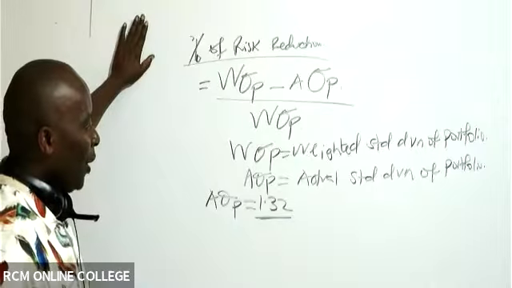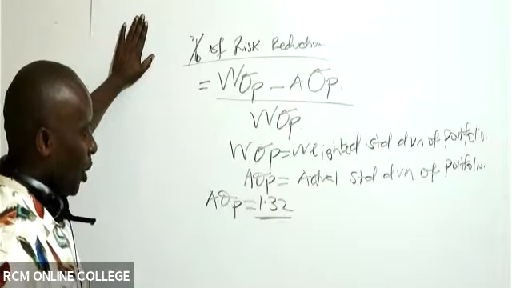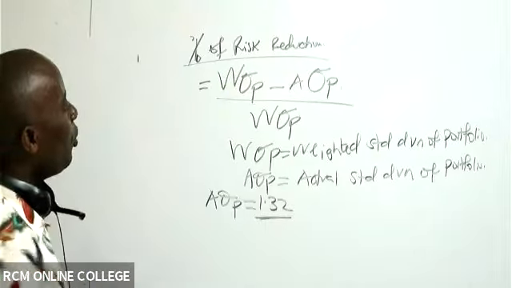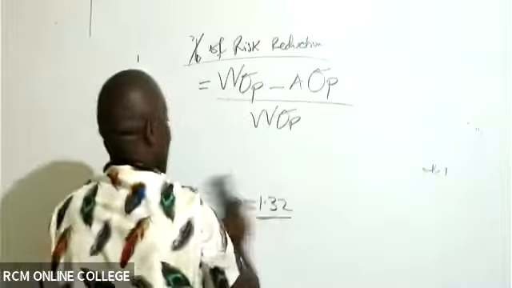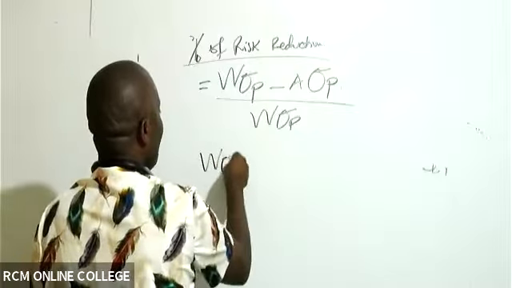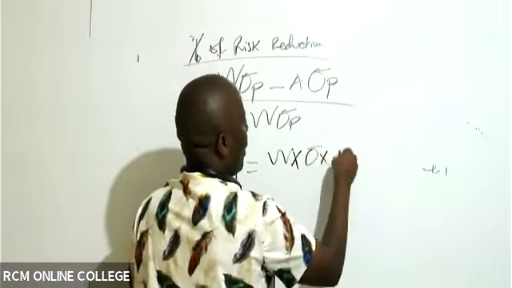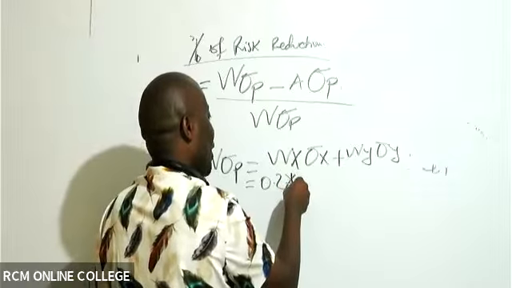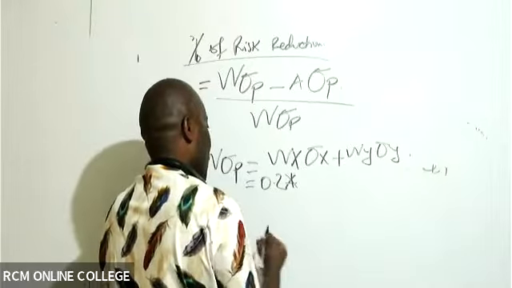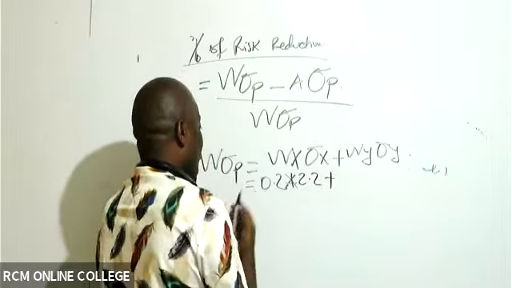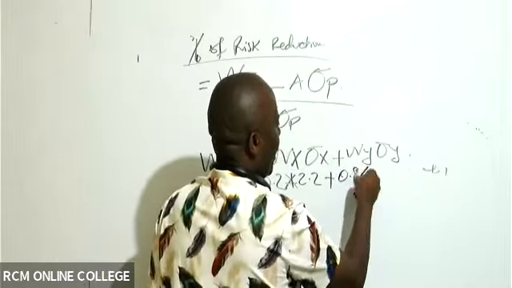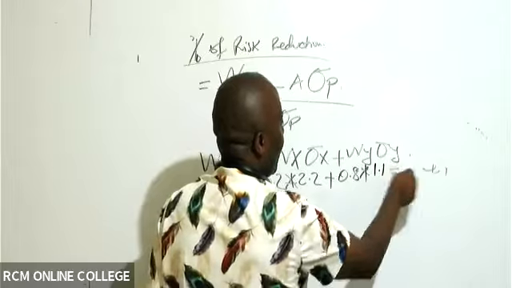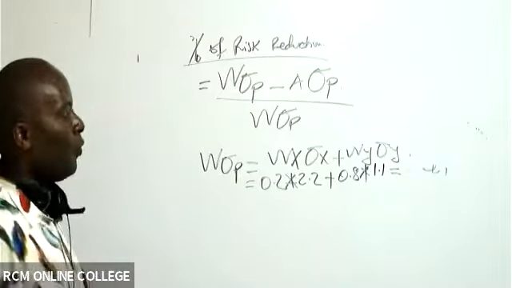And then now we have to compute the weighted standard deviation of the portfolio. How do we get it? It is really, really easy. You take weight X times standard deviation X, plus weight Y times standard deviation Y. So weight X is 0.2, and for standard deviation X, you gave me the figure, it was 2.2. Plus weight Y, if I remember very well, this was 0.8, times standard deviation Y, which was 1.1. Yes, like that. So are you able to give me the weighted standard deviation of the portfolio?